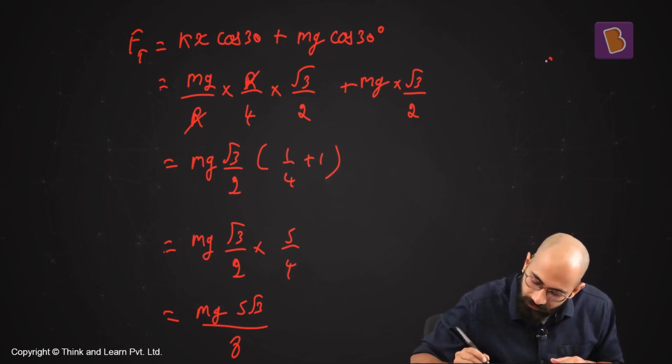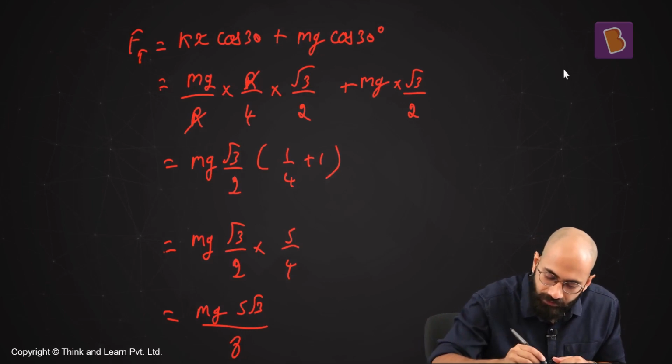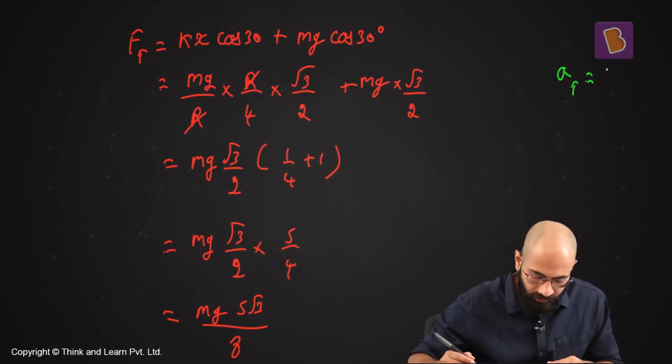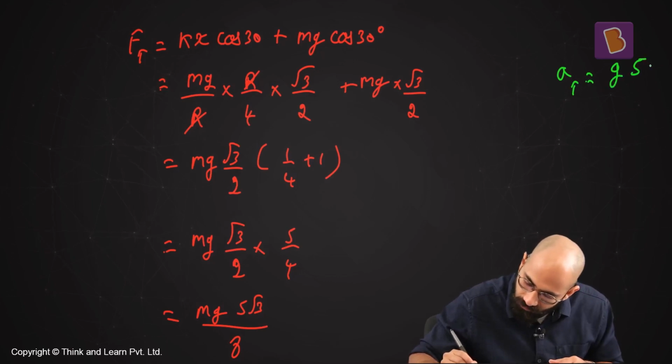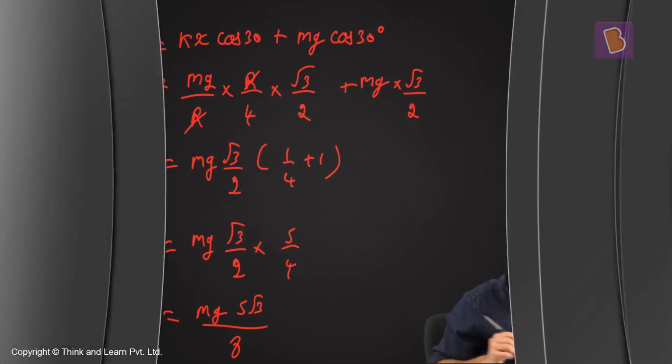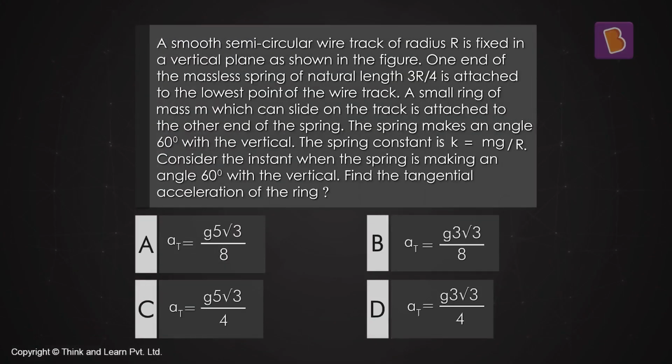So at, finally we get at, which is the tangential acceleration, equals g into 5 root 3 by 8. That's it. This is your final answer.